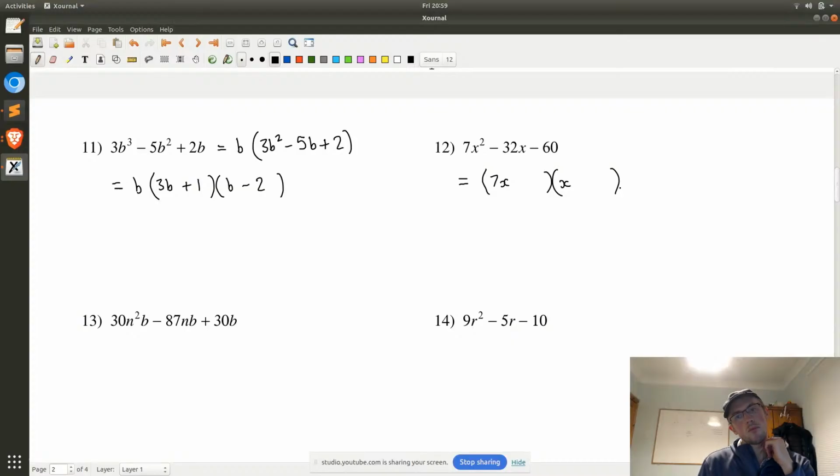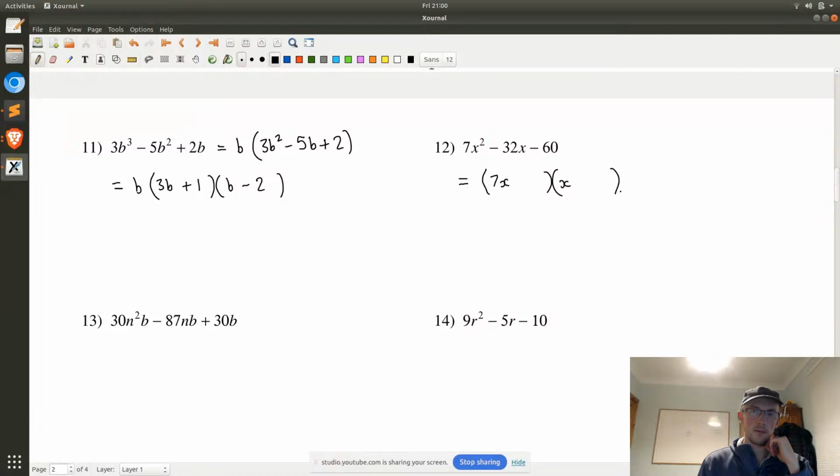Hmm. 3 and 20 won't work to get 21 and 20, or 140 and 2. 4 and 15. Well, that would make 105 and 4, or 28 and 15, so that won't work.